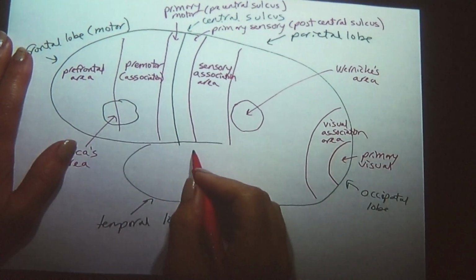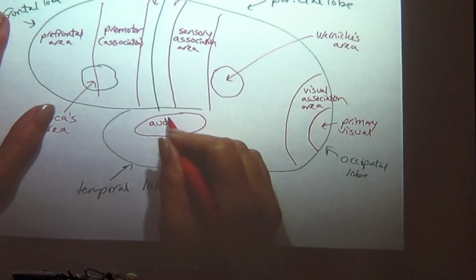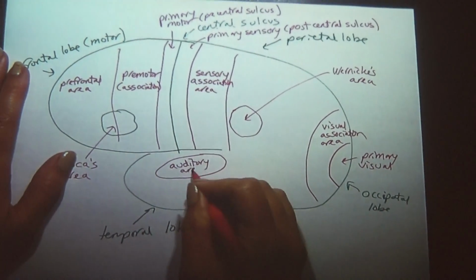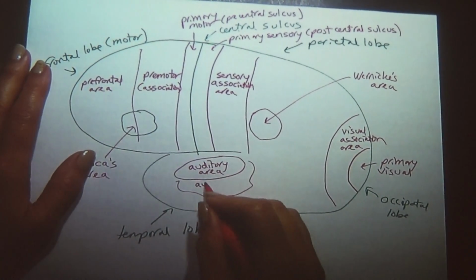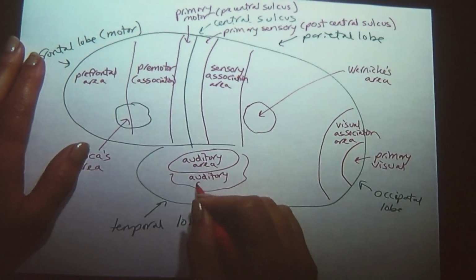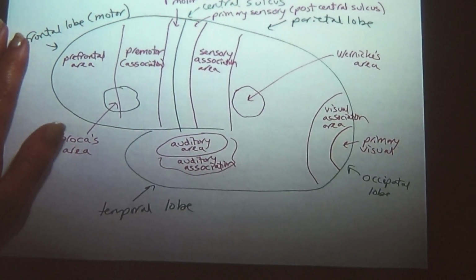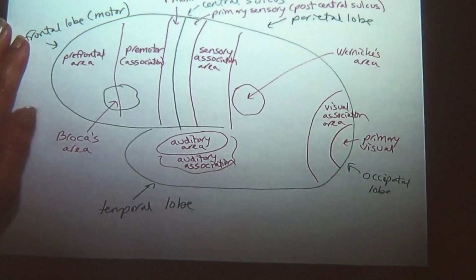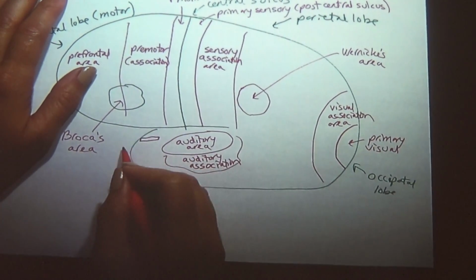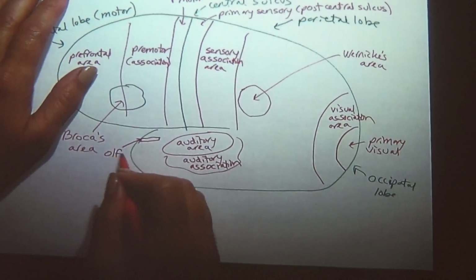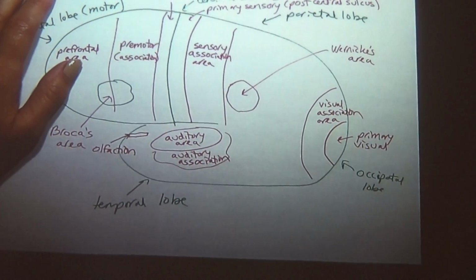In the temporal lobe, you're going to have a big hearing area, so this is the auditory area. And all around it is auditory association. And then there's two more in the temporal lobe. One at the very tip, it's pretty small. This is olfaction. Does everybody know what olfaction means? Smell, exactly.